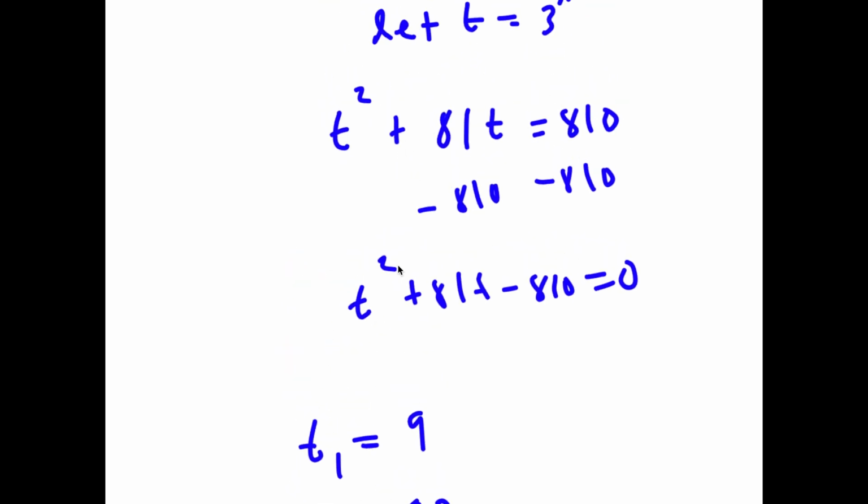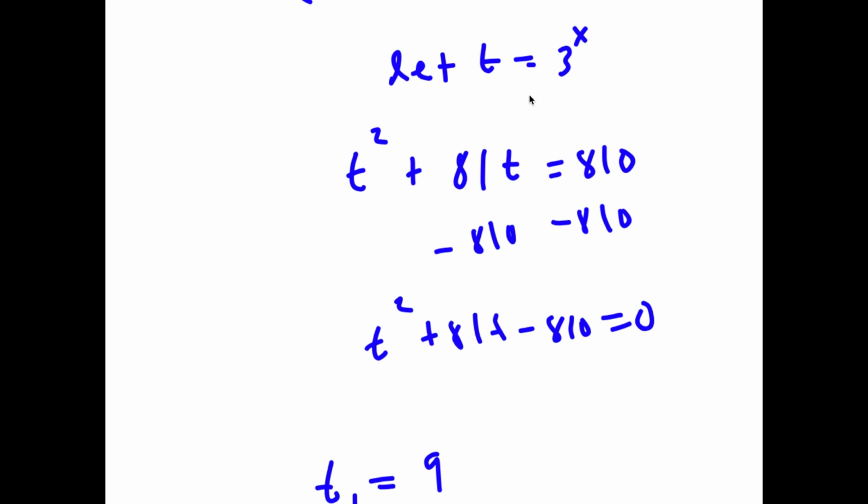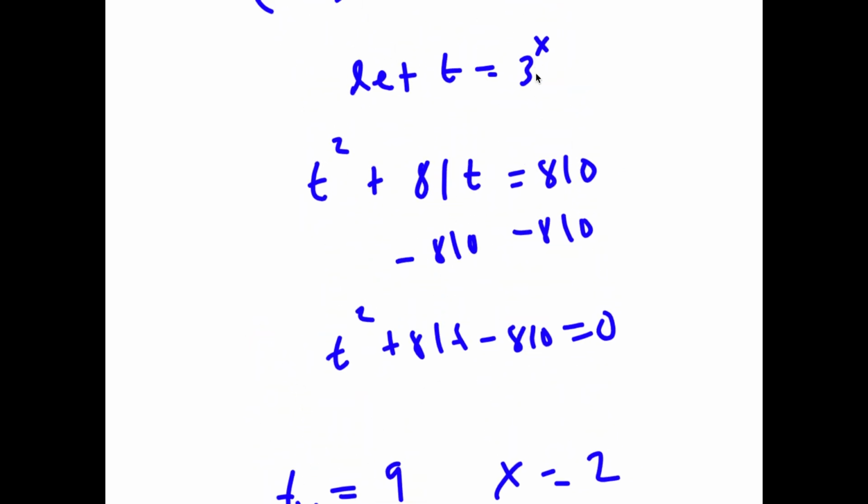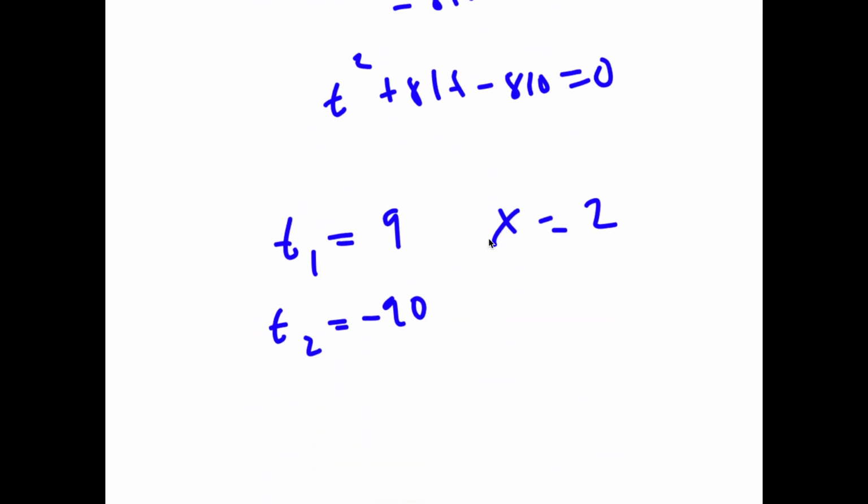And now remember how we set t equals to 3 to the power of x. So meaning if t equals 9, then x is equal to 2. And if t equals negative 90, well, you can't take the power of a positive number and make it negative. So x equals 2 is my only solution.